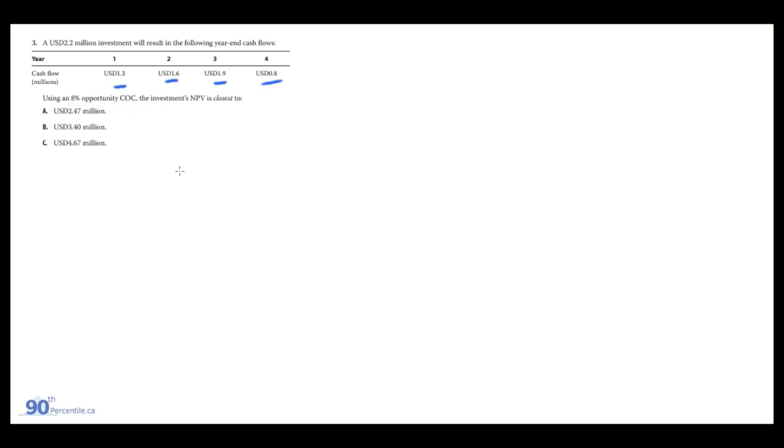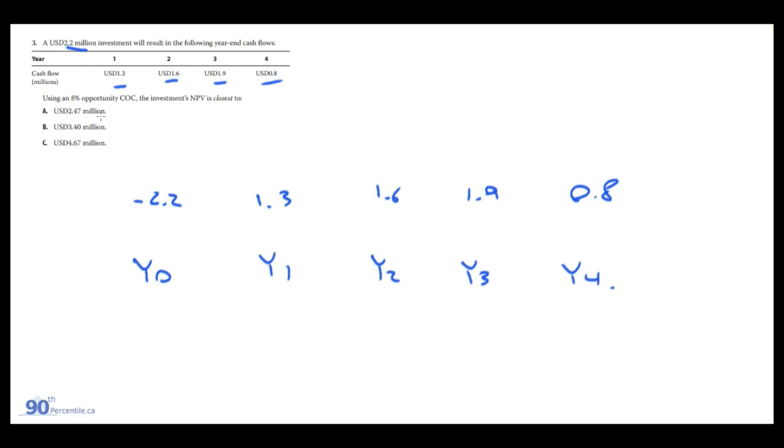But anyway, pretty simple calc here. We have the cash flow, so we have an outflow of negative 2.2, so this will be year zero. Year one, we have it here, 1.3, 1.6, 1.9, 0.8. Year two, year three, year four. So you could discount all of these back individually. I like to use the calculator with the cash flow function. I went over this in detail during the very first learning module, time value of money.